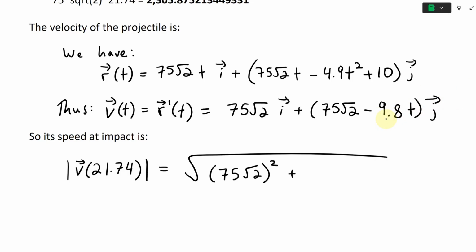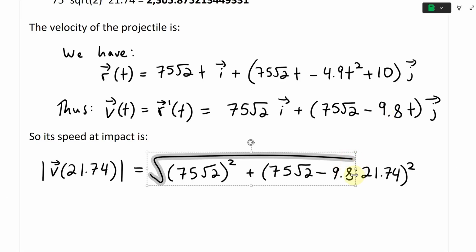There, so we're going to have 75 square root 2 minus 9.8 times 21.74, and then all squared, like that. Yeah, so that's the dot. Make it higher so it doesn't look like the decimal place. So that's it. Now right here, just moved it over. Now we just extend this over like that. Okay, so that's what we have.